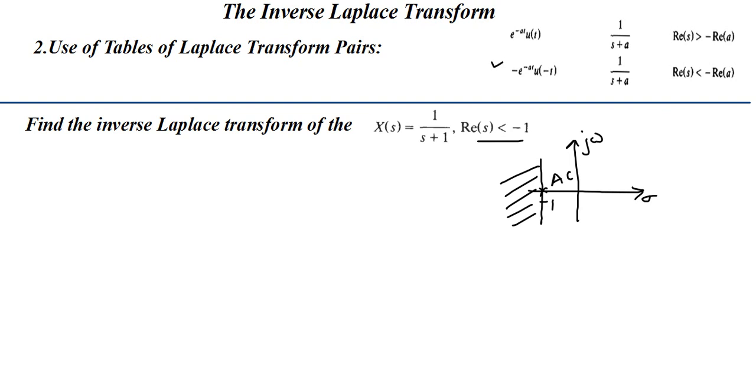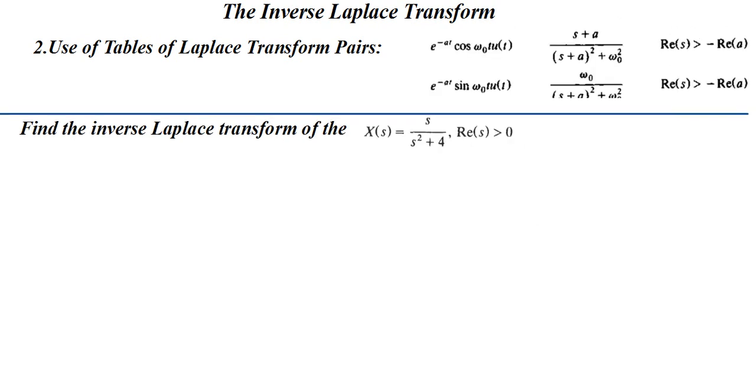This is the standard form, and the ROC is less than something, and the result is 1 by s plus a. So we can write the result in anti-causal form. In the standard anti-causal form, always remember there is a minus. So we write minus e raised to minus, in place of a you put 1, so simply e raised to minus t into u of minus t for the anti-causal signal. So this is the result, an anti-causal signal. We got the result.